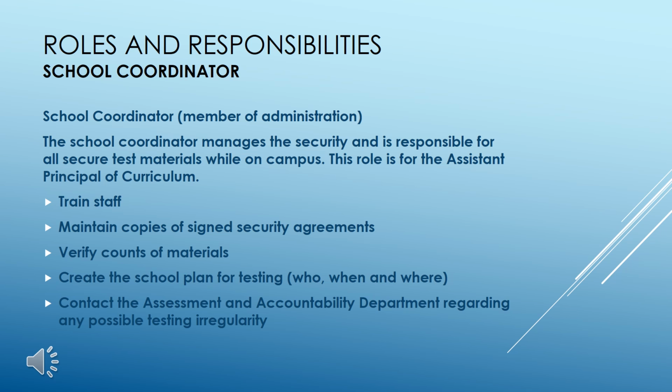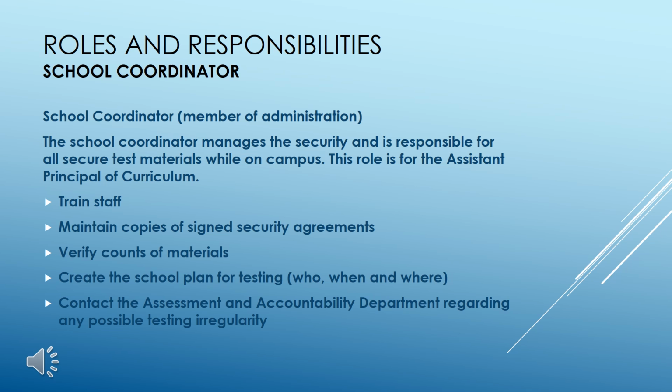First, they have to train the staff. This includes providing the manual at least 72 hours prior to testing. At that training, updates, reminders, along with the introduction and assigned duties should be shared with test administrators and proctors. They need to maintain copies of signed security agreements for one school year. They should verify counts of materials, create a school testing plan for who, when, and where testing will occur on campus for each administration.